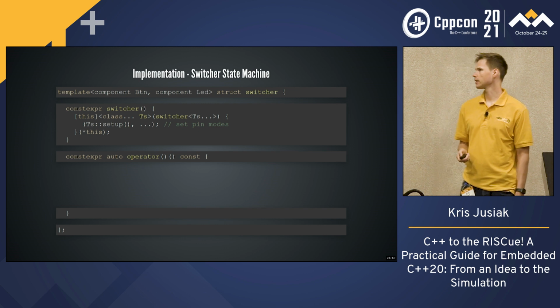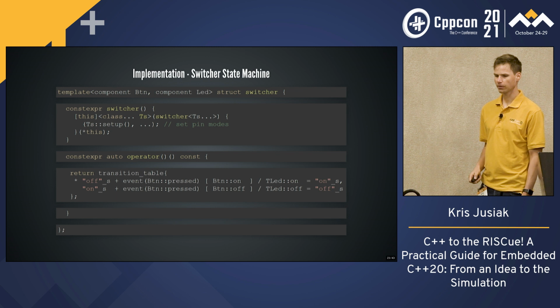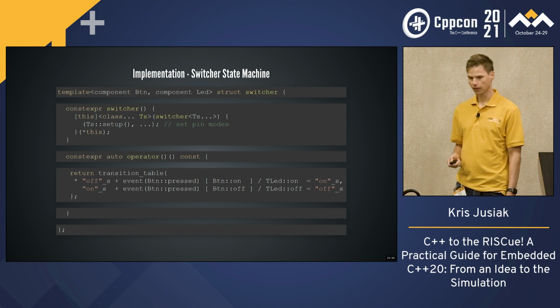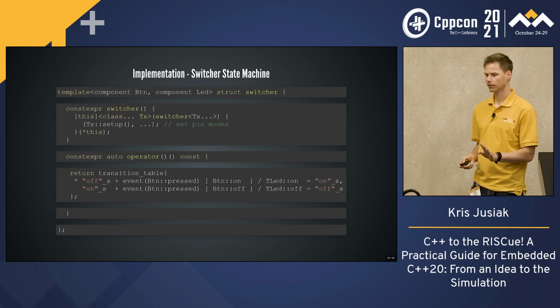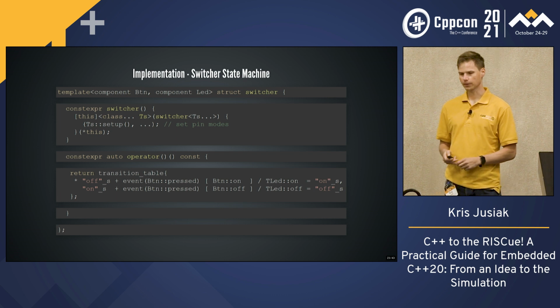And then we implement the call operator for the transition table. As pointed out before, the transition table is the same as the PlantUML implementation. So no surprises here, I hope. We start in the off state. We go through the event when we press the button and it's in the high state. We turn on the LED, we go to on, and vice versa, the other way around.